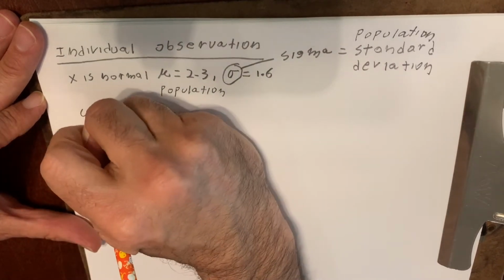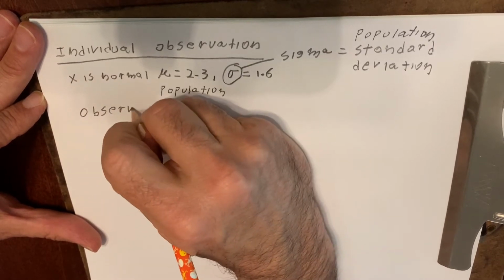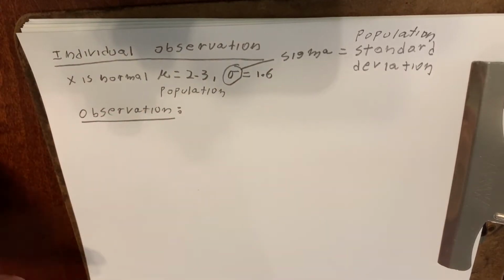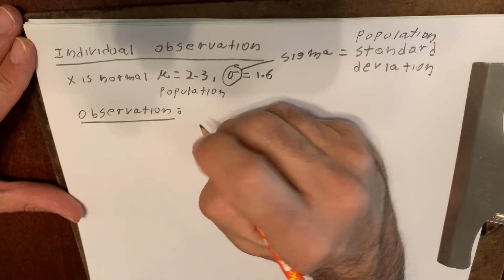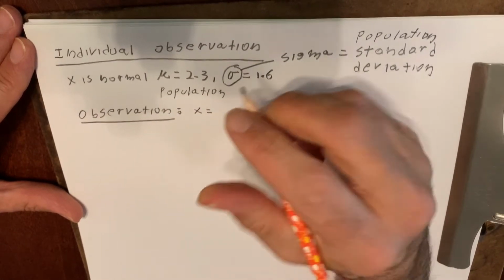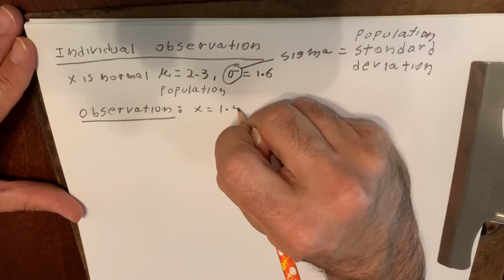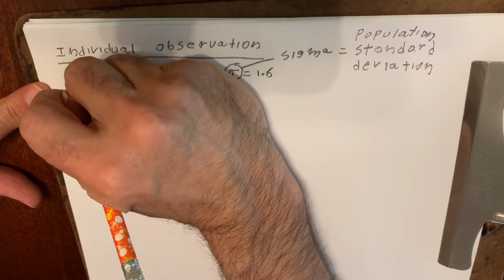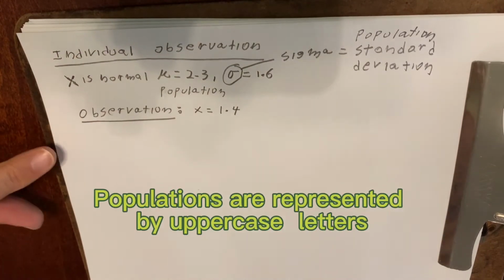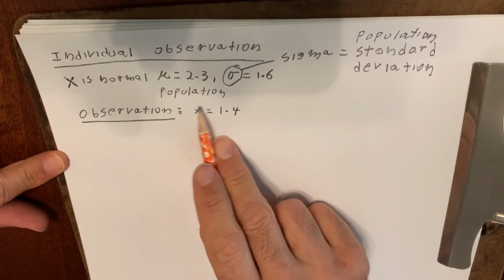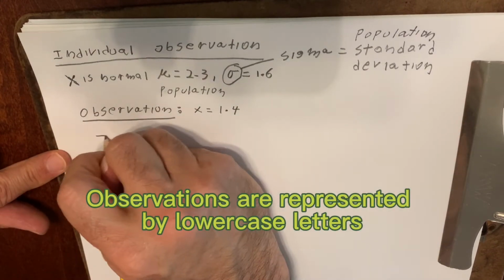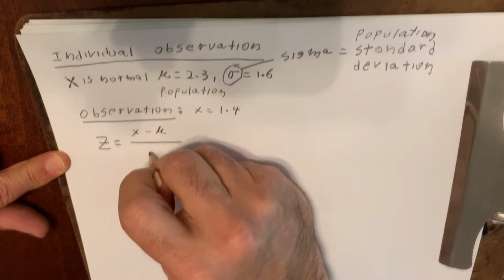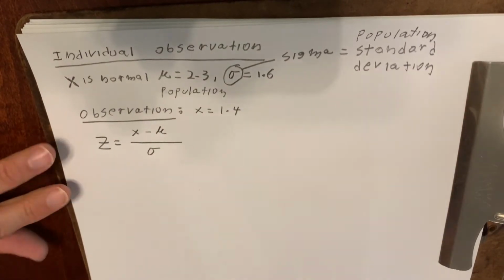So let's say we have an observation that we draw from this population. And let's say this observation is equal to 1.4. So we have the underlying population, which I'm going to make sure is a nice capital letter. And we have an observation, which I'm going to make sure is a nice lowercase letter. Now, to get the z-score, the formula is x minus mu divided by sigma, the standard deviation.